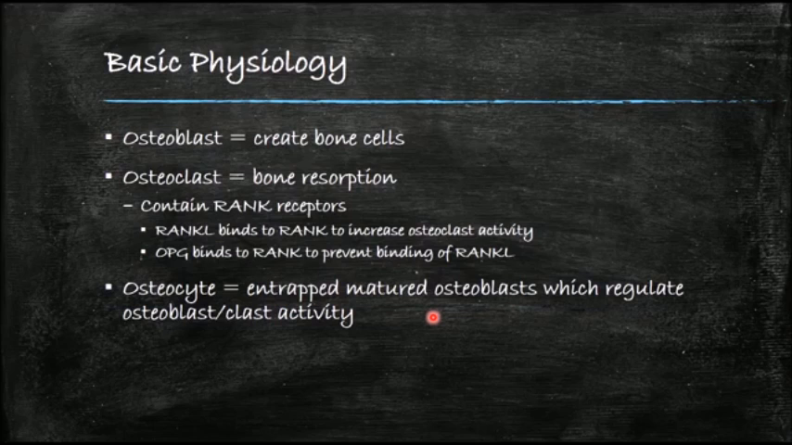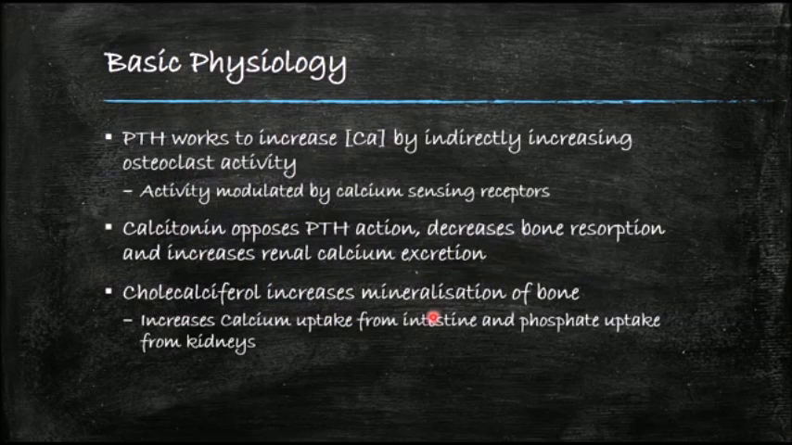All right, so in terms of your bones, blasts create bone cells, clasts do bone resorption, and they have RANK receptors, which are a target for therapy. And your osteocyte is just a trapped osteoblast, which helps to regulate their activity. Parathyroid hormone works to increase your serum calcium by indirectly increasing osteoclast activity, so breaking down more bone and releasing the calcium from within the bone into the bloodstream.